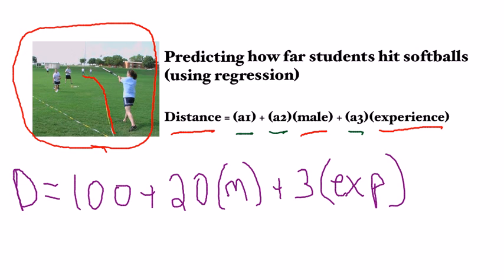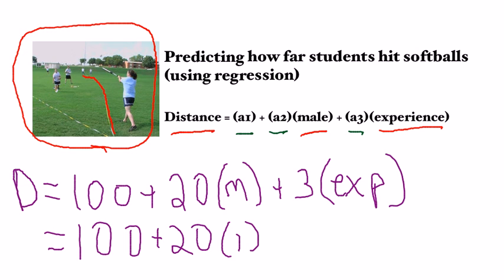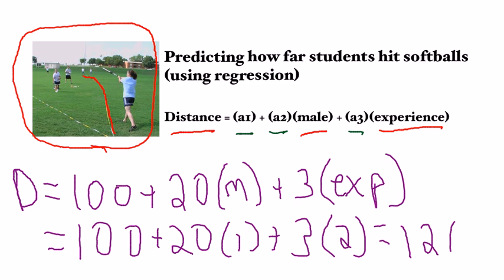What this means is, let's say a person comes up to bat, and this hitter is a male, then M equals 1, and we take 20 times 1. And let's say they have 2 years on a baseball team. This equation is going to predict how far they hit. We have 100 plus 20 plus 6, so 126, and that will be our prediction for how far this person would hit.